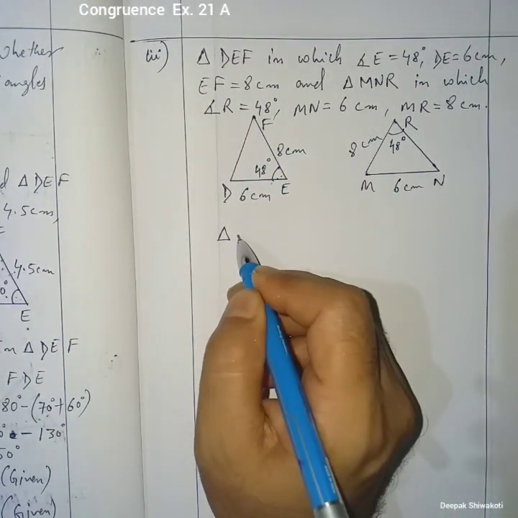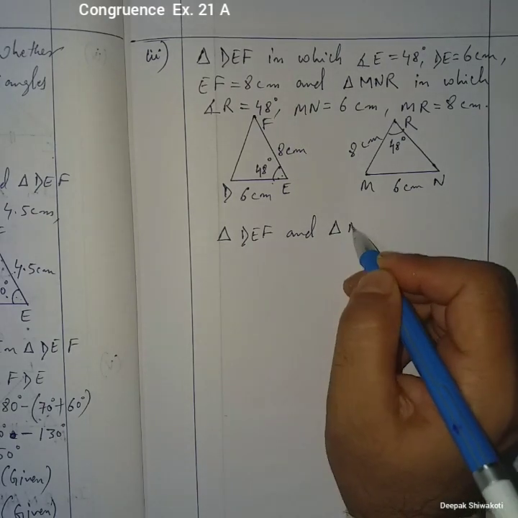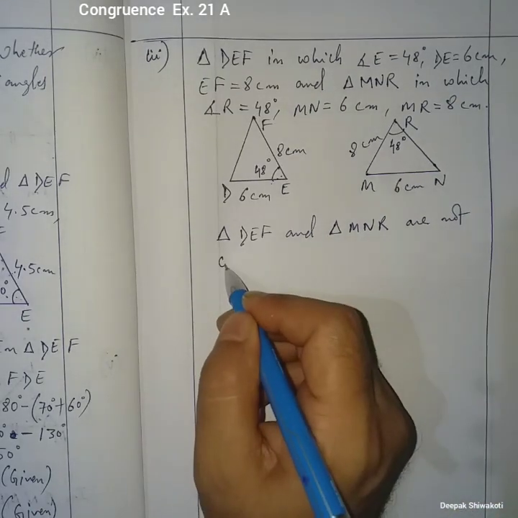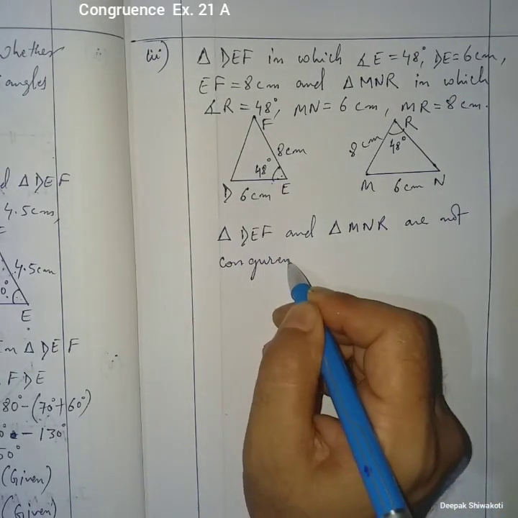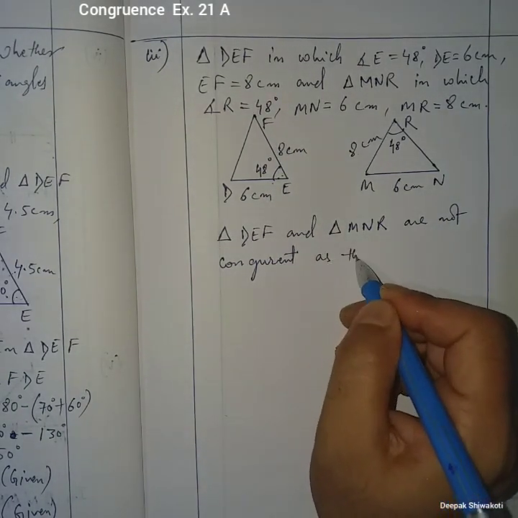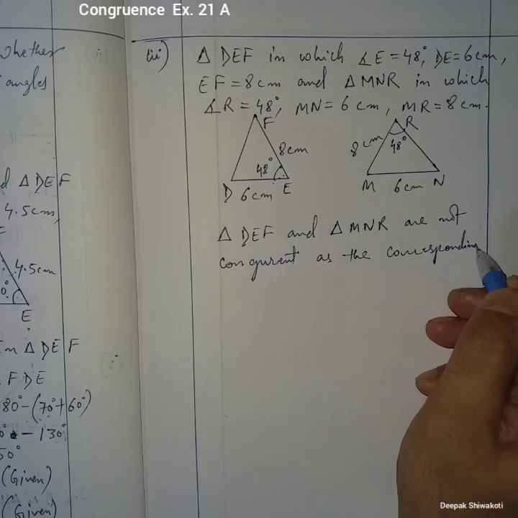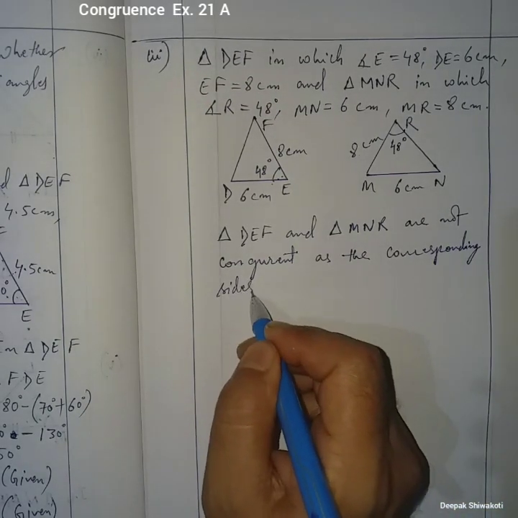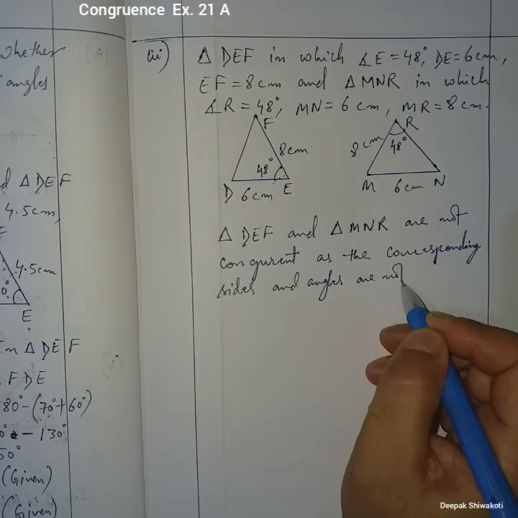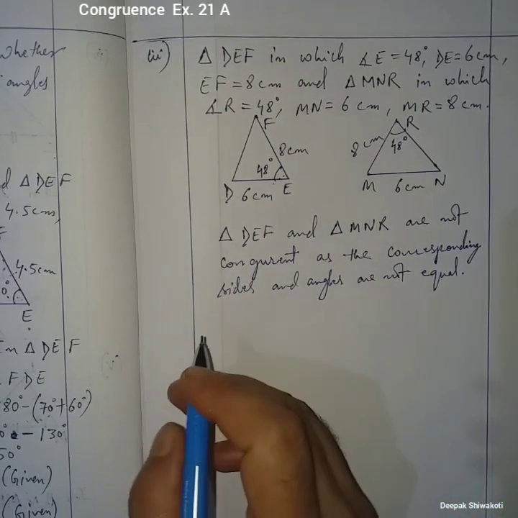So triangle DEF and triangle MNR are not congruent, as the corresponding sides and angles are not equal. Okay, so next is your question number 3.